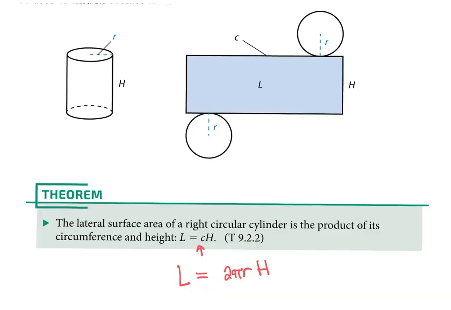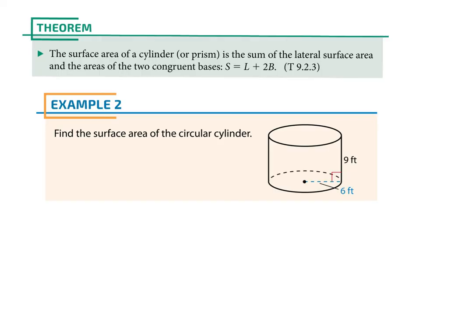Surface area. The surface area of a cylinder or prism is your lateral area plus 2 of your bases. Your lateral area plus 2 of your bases. Surface area of a cylinder is also your lateral area plus 2 of your bases. How do you find the area of a circle for that base? What is this going to be? If your base is a circle, what is that formula going to be for that area?